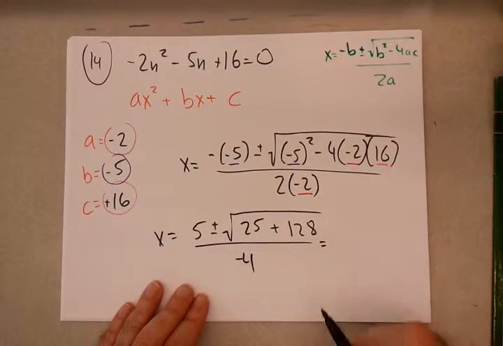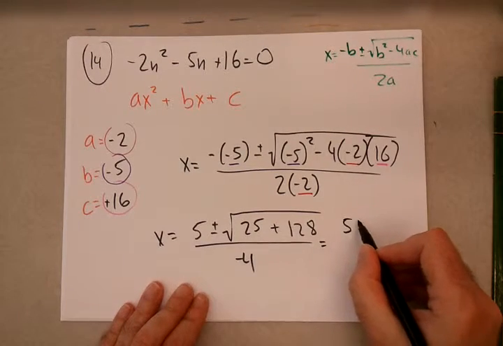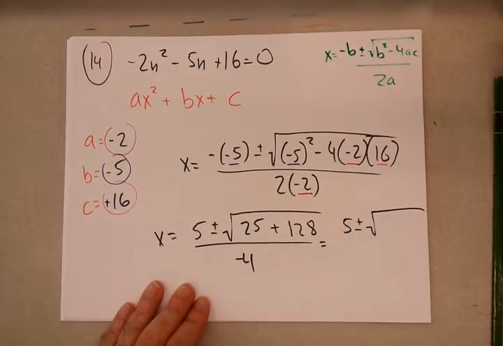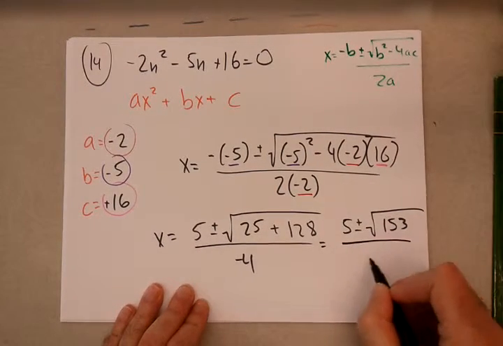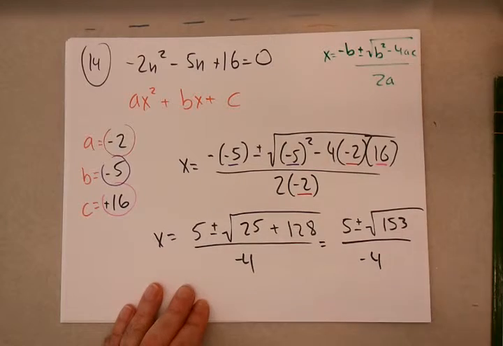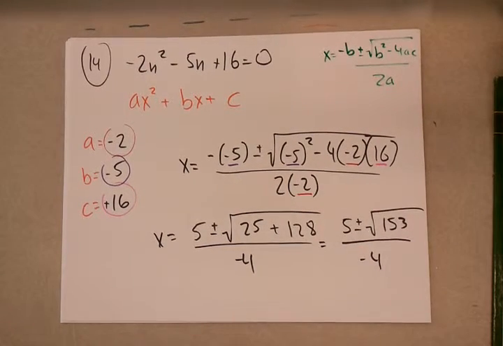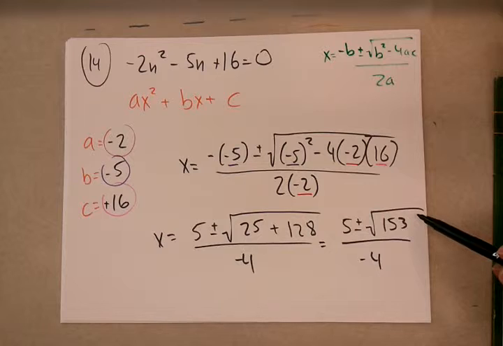Alright, so let's do some more simplification. So we have again 5 plus minus, underneath the root we have 25 plus 128, which is going to yield for us 153, all over a -4. And I'm trying to think if there's something we can do to this root of 153 to simplify it in some way, and nothing's coming to my mind right now, and there might be some way to simplify that, but as far as I'm concerned, that's a good enough answer.